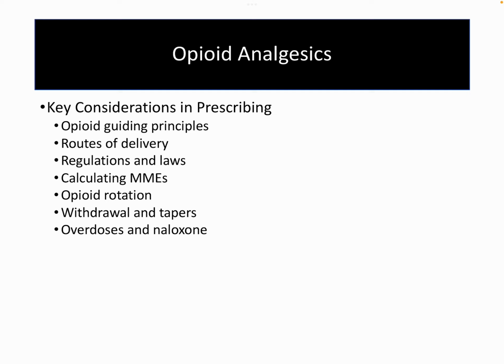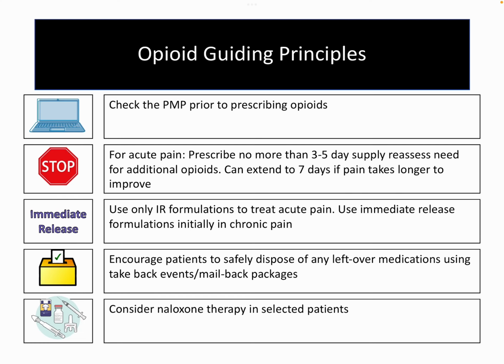Opioid analgesics do come with some key considerations for prescribing, mostly because they have a high risk for abuse and abuse potential. Most opioids are controlled Schedule 2 substances. So let's start out with some guiding principles.